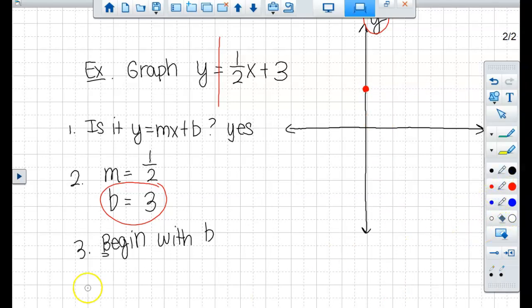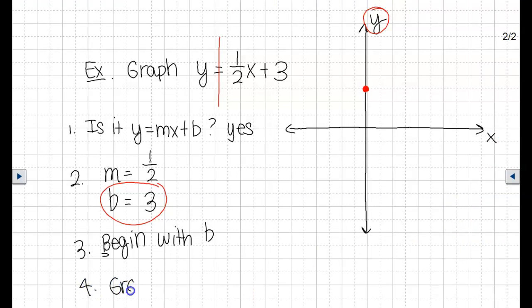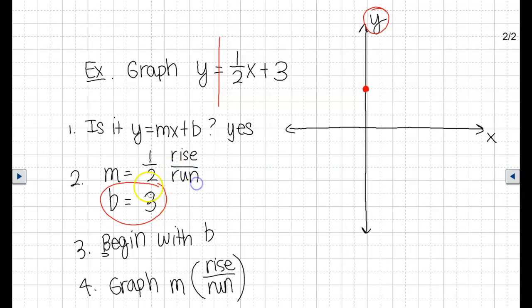Now, the next thing I do is I graph m. And when I'm graphing m, I need to remember rise over run. So in this case, I am rising 1 and running 2. And because that's a positive 1, I'm going to go up 1. And because that's positive 2, I'm going to go right 2. So coming over here to my y-intercept, I'm going to go up 1 space and right 2 spaces. Up 1, right 2.